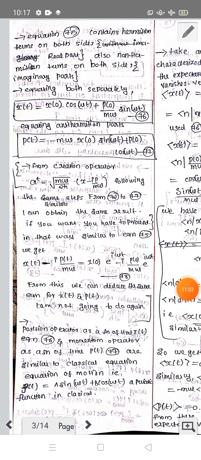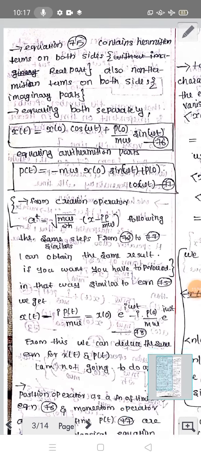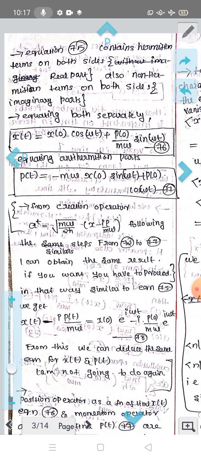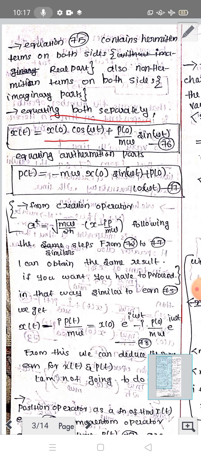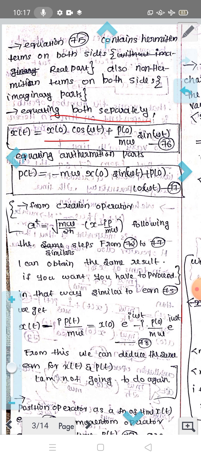In equation 75, it contains Hermitian terms on both sides, that is the real part, and also anti-Hermitian terms on both sides, that is the imaginary part. So equating both sides separately, we can write x of t equal to x of 0 into cos omega t plus p of 0 by m omega sin omega t. Put it as 76. And equating the anti-Hermitian parts, we get p of t equal to minus m omega x of 0 sin omega t plus p of 0 cos omega t.